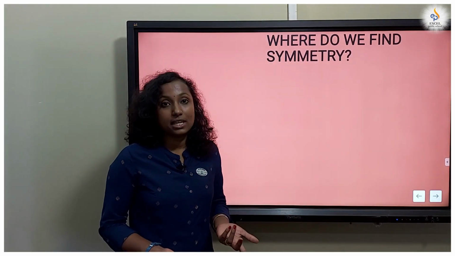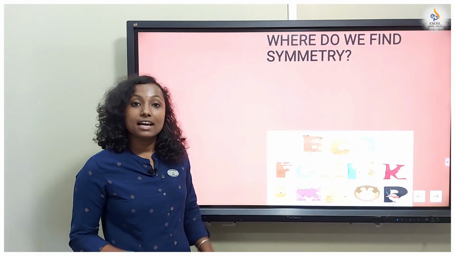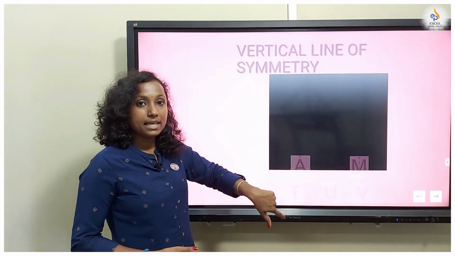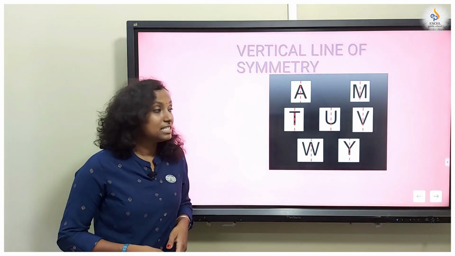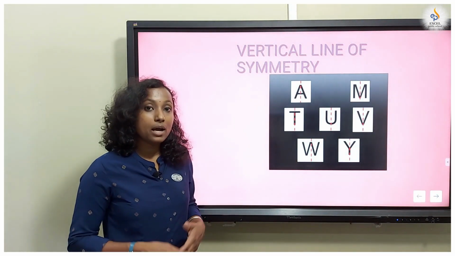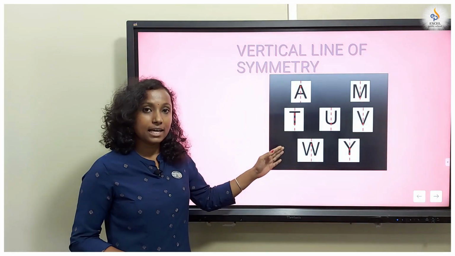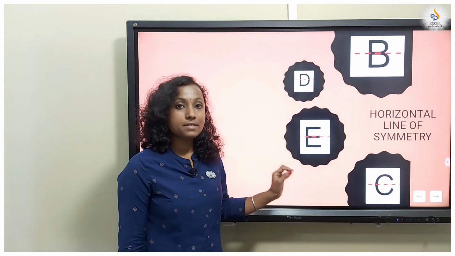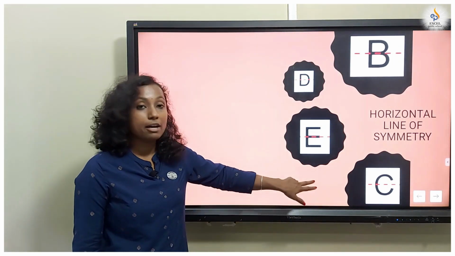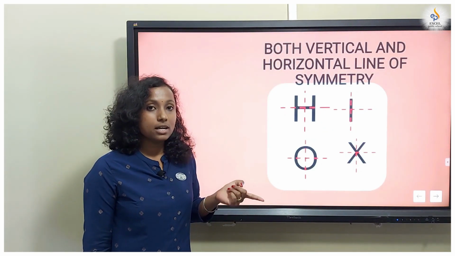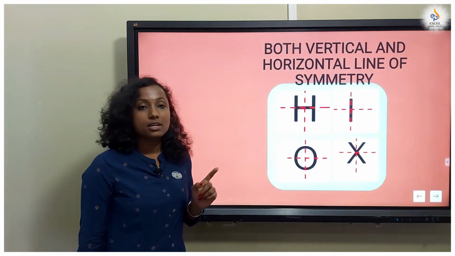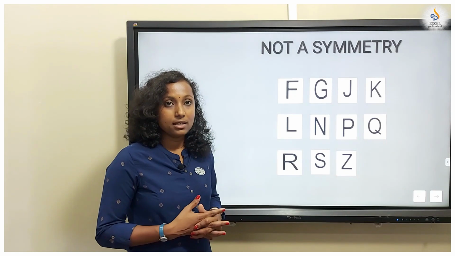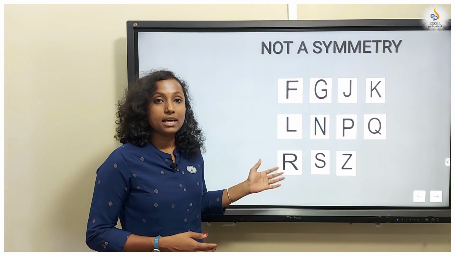Where else do we find symmetry? Yes, in alphabets. Here are some alphabets which have a vertical line of symmetry. They are A, M, T, U, V, W and Y. These alphabets have a vertical line of symmetry. And these alphabets have a horizontal line of symmetry. And there are some alphabets which have both vertical and horizontal lines of symmetry. They are H, I, O and X. And there are some alphabets which are not symmetrical. Look at these alphabets which are not an example of symmetry.